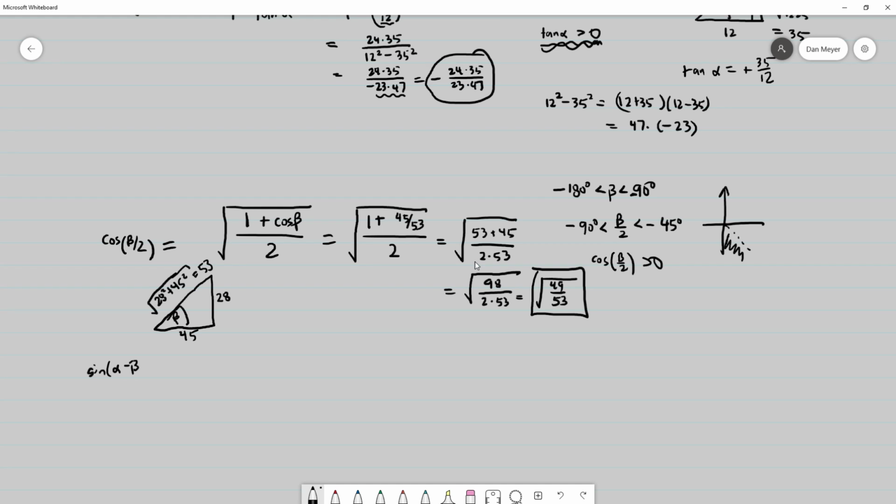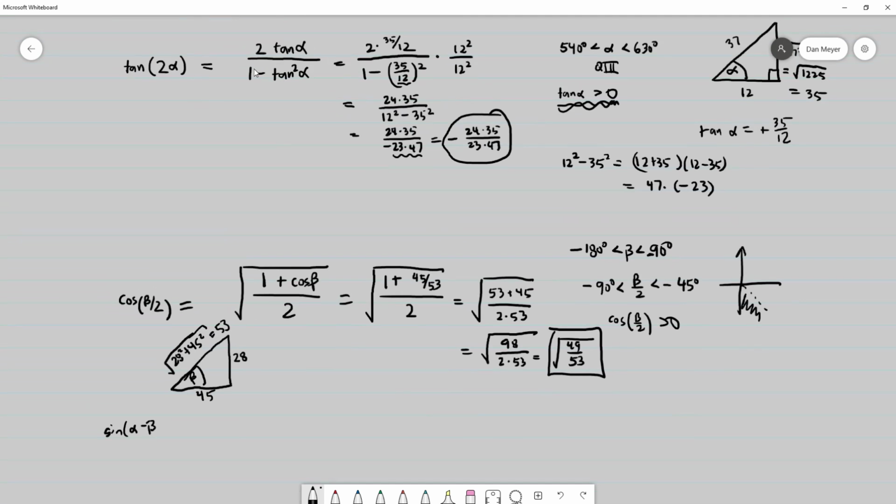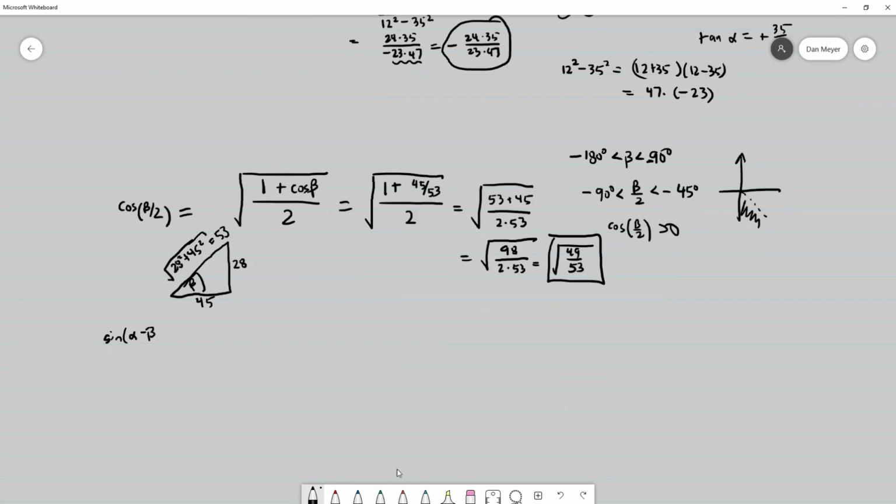These kind of get messy, don't they? They get messy with the computations. The double angle formula right at the beginning is pretty straightforward, but then when it comes time to simplifying the expressions, that's where things get messy.